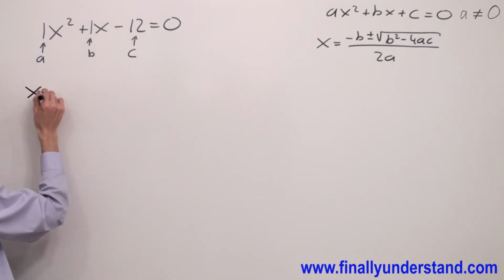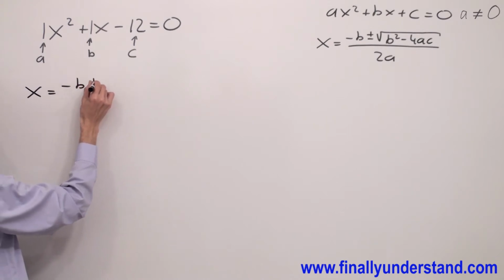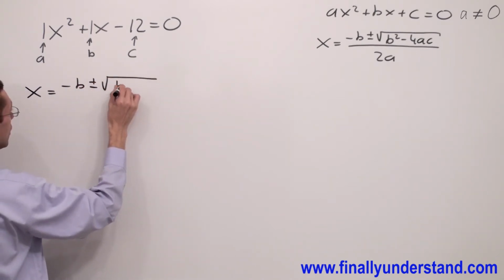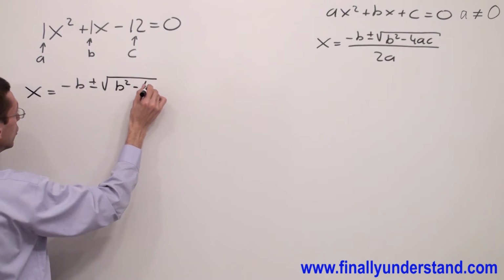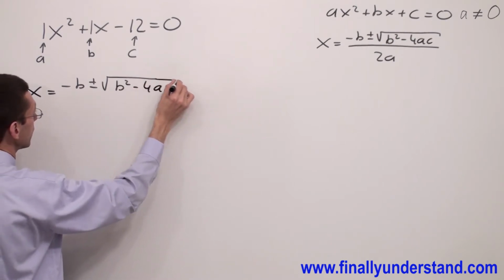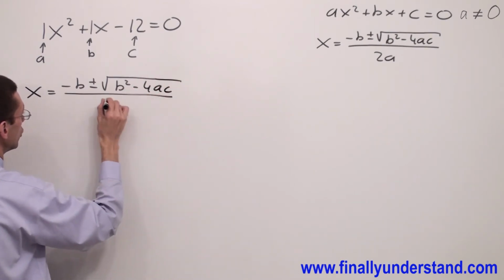We have x is equal to minus b plus or minus the square root of b squared minus 4ac, over 2a.